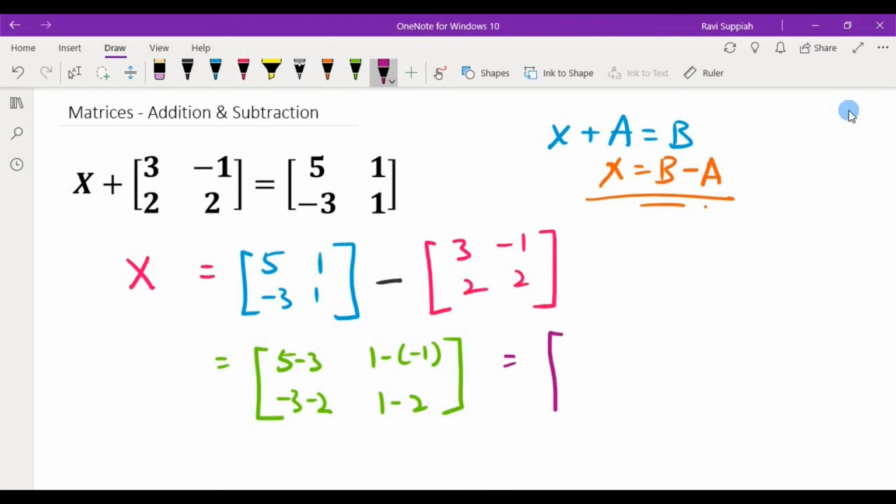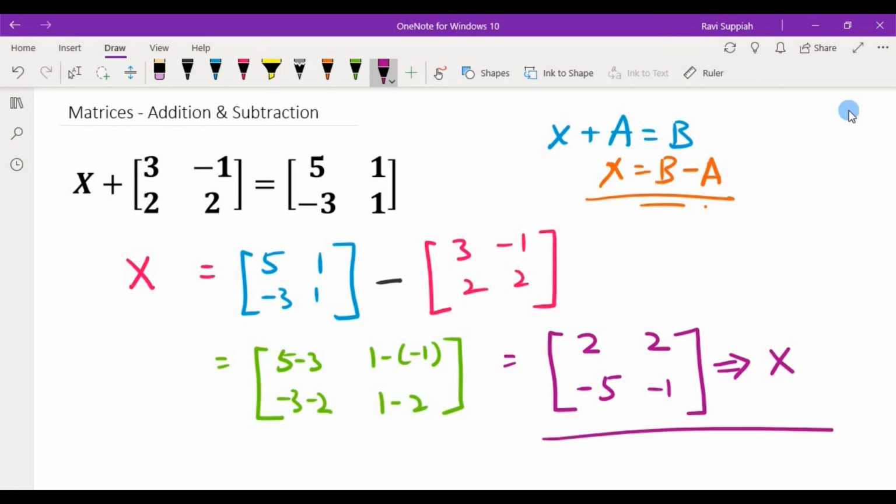So let's complete that subtraction over here. So 5 minus 3 is 2, 1 minus minus 1. So minus times minus is plus, so 1 plus 1 is 2, minus 3 minus 2 is minus 5, and 1 minus 2 is minus 1. So this is the answer for x.